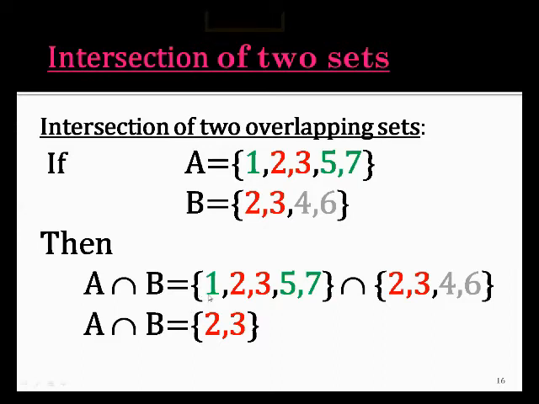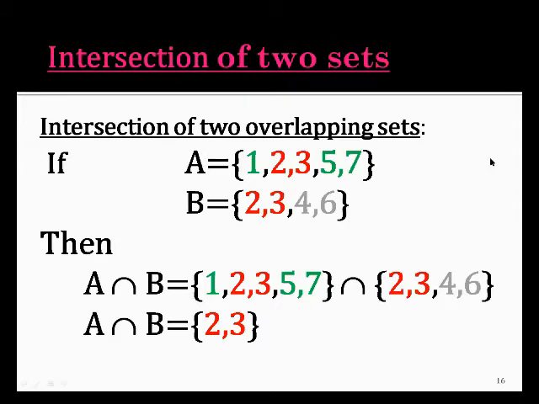Now, from the definition of intersection, we have to collect the common elements in both sets. In overlapping sets it is very convenient to find the common elements, because some elements are common in both sets. So we have 1, 2, 3, 5, and 7, taking the intersection with set B, 2, 3, 4, and 6. As you see, students, I marked them in red: 2 and 3 are common in both sets. So 2, 3 is the intersection of these two overlapping sets. It means A intersection B equals 2, 3.